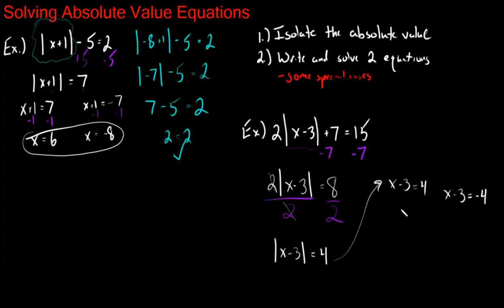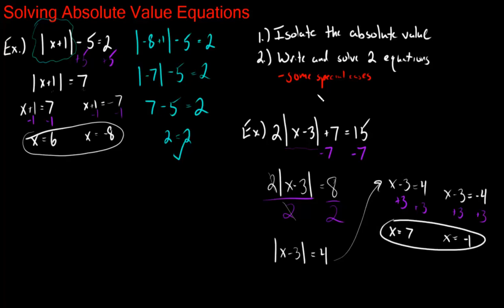Okay? And now we would go ahead and solve each of these. So I need to add 3 to each side. And it's actually going to be the same for both equations because we don't change anything that's inside the absolute value. You never change what's inside the absolute value. And that's going to get us our 2 answers of 7 and negative 1. And that's our 2 answers, okay?